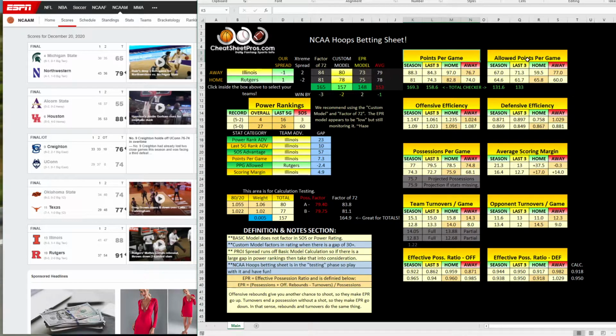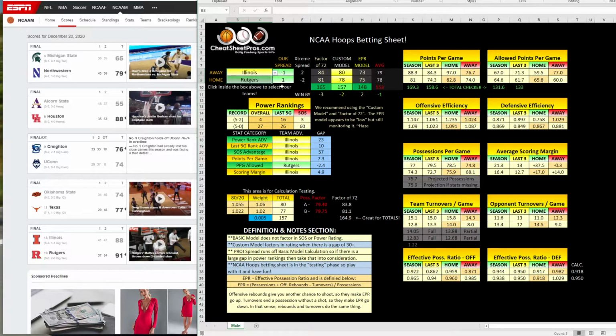Over here, we've got points per game, allowed points per game. If you don't like using points per game, we've got offensive and defensive efficiency, season, last 3, home and away. We have possessions per game. We have the average scoring margin, home, away, season, last 3, turnovers, opponent turnovers, the EPR, effective possession ratio. You can Google what these are, but we have a whole bunch of stats you can look at over here. And then up here, this is the main area we're going to look.